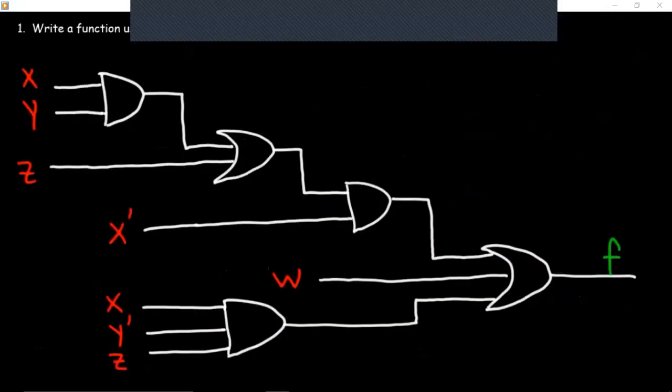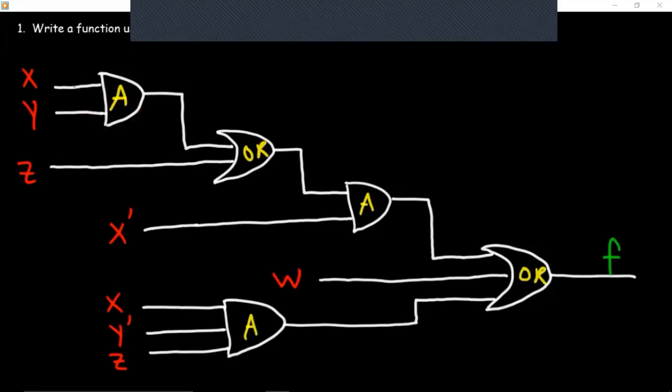Now here is a challenge problem. Go ahead and write the function given the block diagram shown below. Feel free to take a minute and work on this one. So let's identify the logic gates that we have. So here we have an AND gate, an OR gate, another AND gate, and then we also have an OR gate at the right.